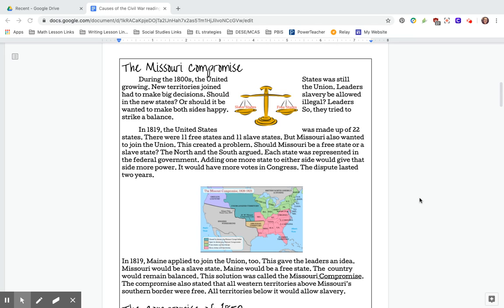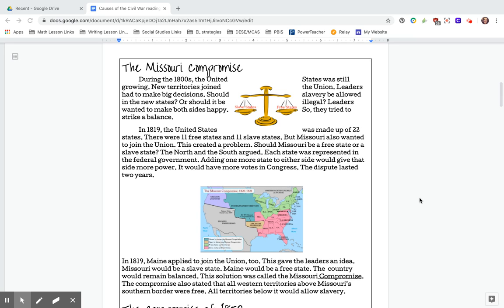In 1819, the United States was made up of 22 states. There were 11 free states and 11 slave states. But Missouri also wanted to join the Union. This created a problem. Should Missouri be a free state or a slave state? The North and the South argued.